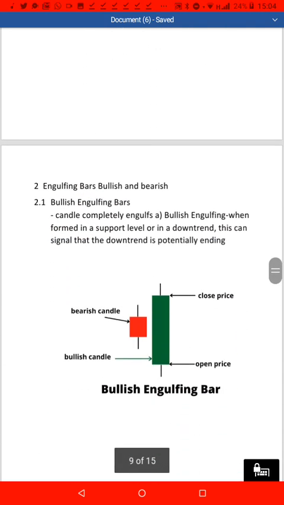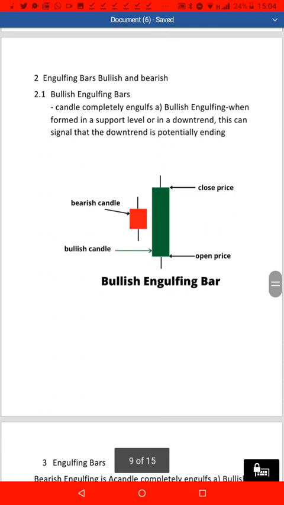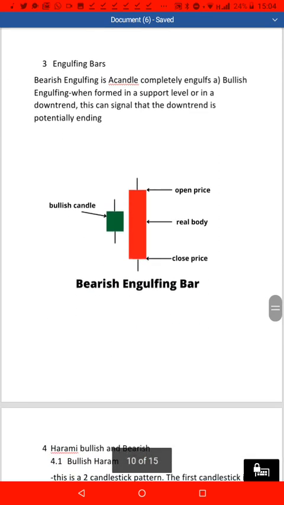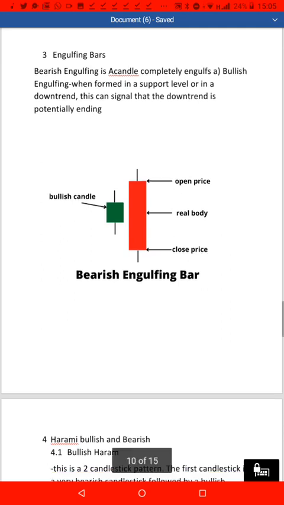And then we have the engulfing bar. We have a bullish and a bearish engulfing bar. The bullish engulfing bar is formed at the support level or in a downtrend. The last candlestick of the downtrend is smaller than the second candlestick that will be formed, which is bullish, and then it signals that now the market is going up. The bearish engulfing bar is found in an uptrend. It signals that the market is going down.